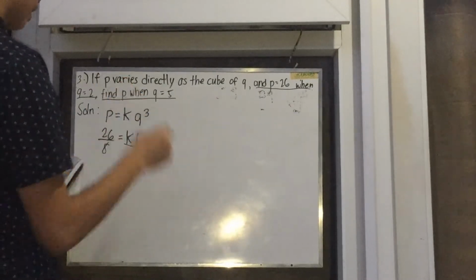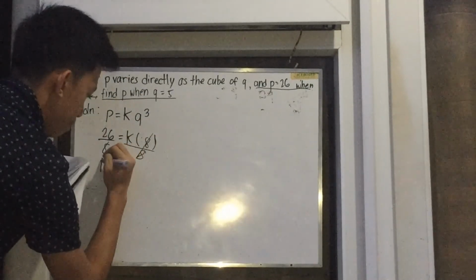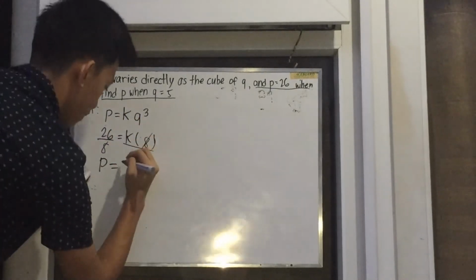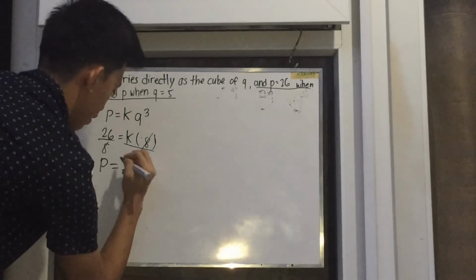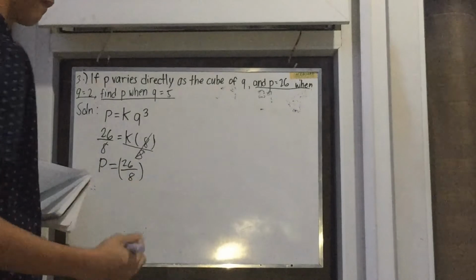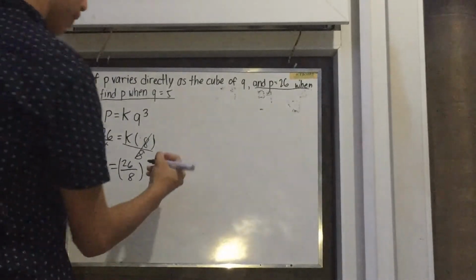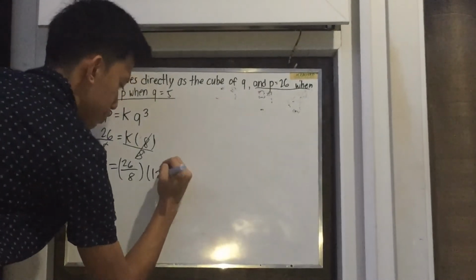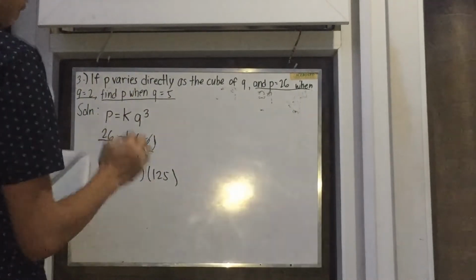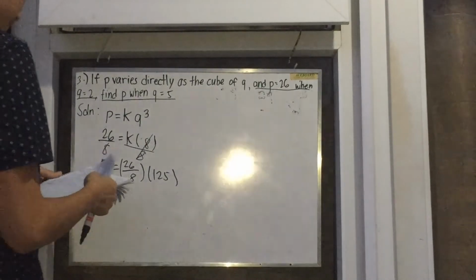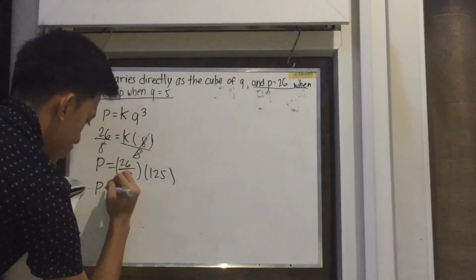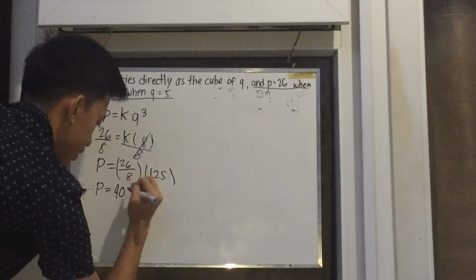So we'll find p. So p is equal to, we have our k, it's 26 over 8, multiplied by our cube, which is 5 cubed, or 125, divided by 125. So again, 125 times 26 divided by 8, and that will be 406.25. So p is equal to 406.25.